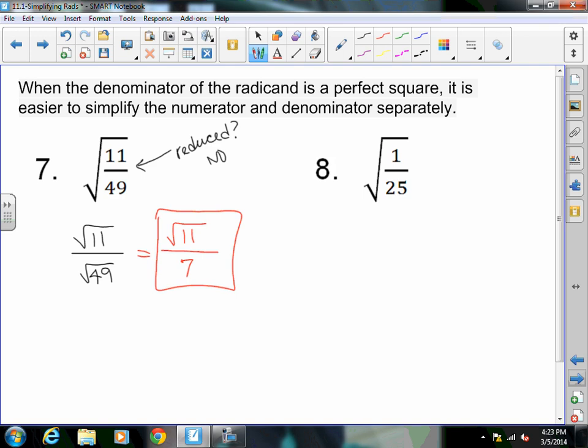Okay, number 8. Can you reduce this fraction right here? No, can't be reduced. So then let's square root the top and square root the bottom. What is the square root of 1? It's 1. Square root of 25, do it on your calculator first. You're going to get out a whole number, which is 5. And there's your answer.